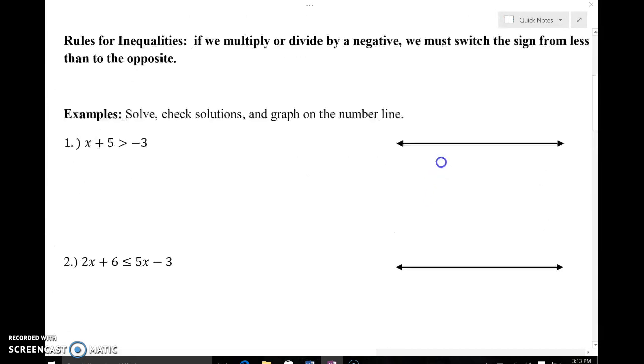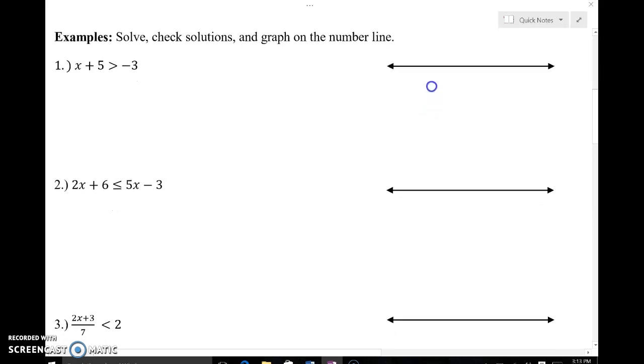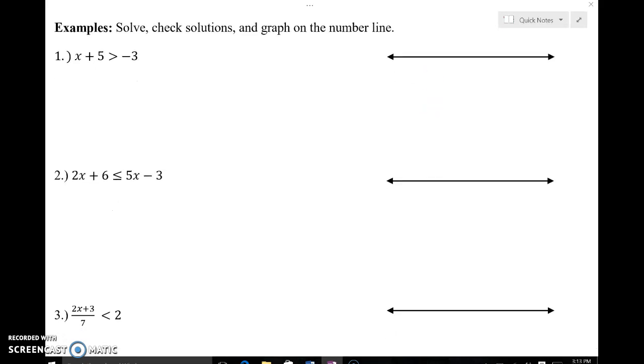Alright, let's just do some examples here and work through some different scenarios. We want to treat inequalities as much like an equation as we possibly can, but the solution sets will be different, and we'll talk about how that looks. So again, even though you see this inequality symbol here, greater than, we want to treat that as if it's an equal sign, and we want to keep both sides balanced.